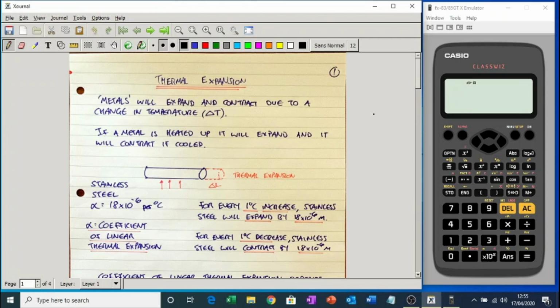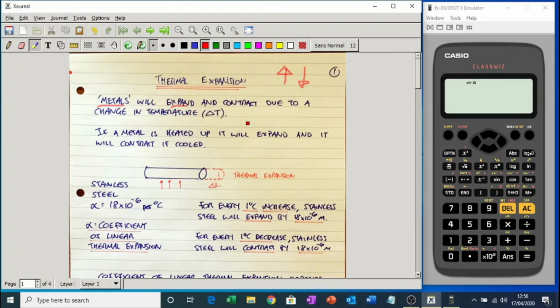Expansion due to heat, or even thermal contraction, because things do expand when we heat them and they contract when we cool them. We'll talk about metals today because we will and I can. So we all know that metals will expand and contract due to a change in temperature, either up, hot, or cold. So metals expand when we heat them up, and they contract when we cool them down.